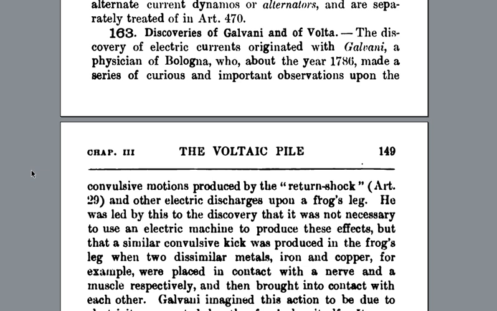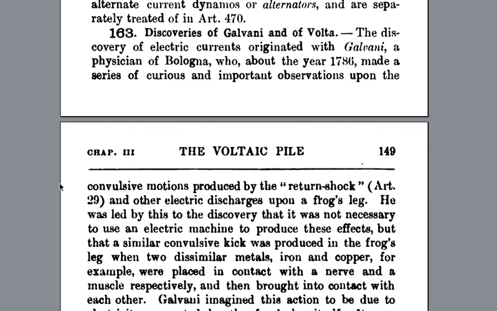163. Discoveries of Galvani and of Volta. The discovery of electric currents originated with Galvani, a physician of Bologna, who, around the year 1786, made a series of curious and important observations upon the convulsive motions produced by the return shock, as described in Article 29, and other electric discharges upon a frog's leg.